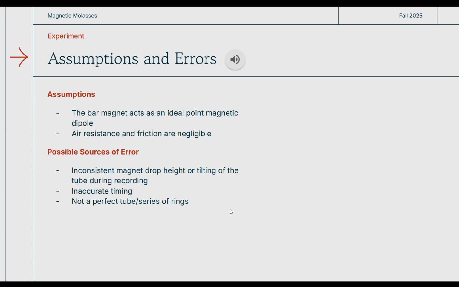Some assumptions for this lab are that the bar magnet acts as an ideal magnetic dipole, and that air resistance and friction are negligible. And then possible sources of error are inconsistent magnet drop height or tilting of the tube, so it could hit the sides of the tube, inaccurate timing, and it's not a perfect tube or series of rings.